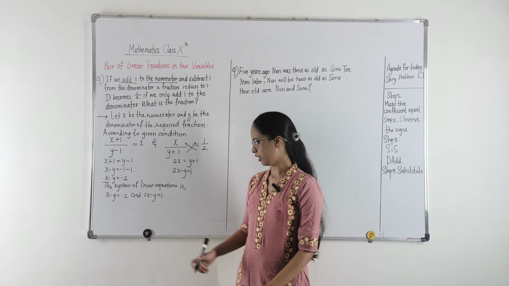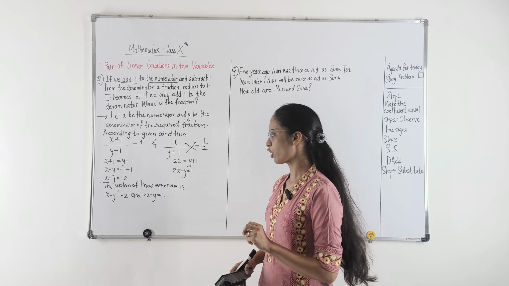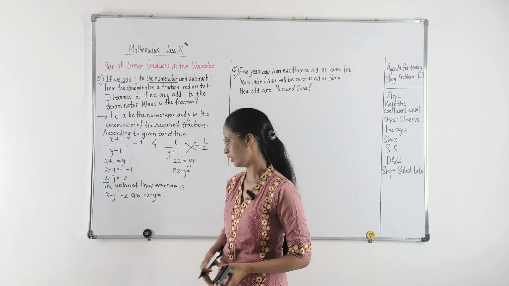Is there any need of doing any kind of changes? No. So we will keep the equations as they are. There would be no change in the equations because we already have a variable whose coefficients are the same. Let's move on to step number 2, where we have to observe the signs. If you observe the signs of the coefficients in both the equations, it is minus and minus.